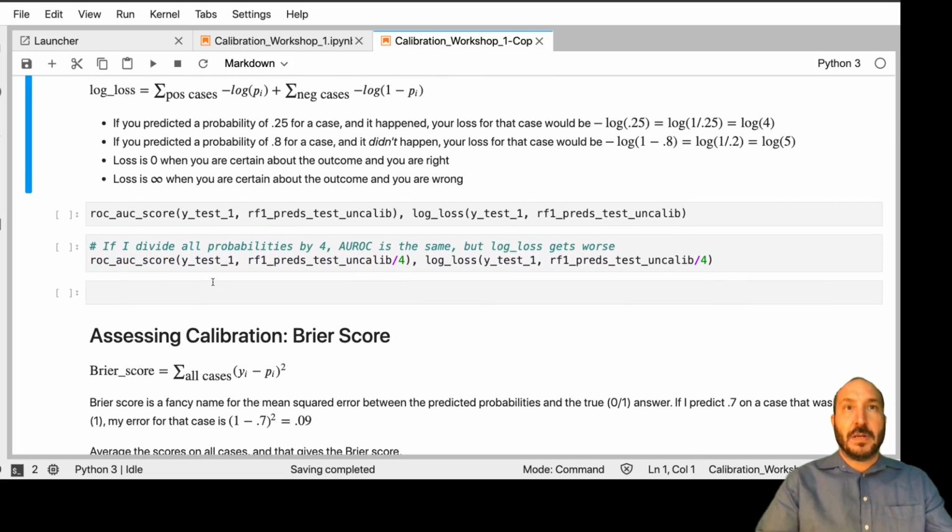So if you predict the probability of 0.25 for a case and it happened, your loss for that case would be minus log of 0.25, which is the same as log of 1 over 0.25, which is log of 4. If we predicted probability of 0.8 for a case and it didn't happen, your loss would be minus log of 1 minus 0.8, which would be log of 5. So basically, you get a bigger loss when you assigned a smaller probability to what actually happened. You get a 0 loss if you were certain and you were right, but you get an infinite loss if you were certain and you were wrong. So you generally don't want to predict 1s or 0s, because if you're wrong, that one mistake will outweigh everything else you did.